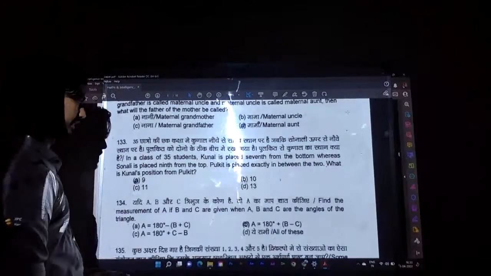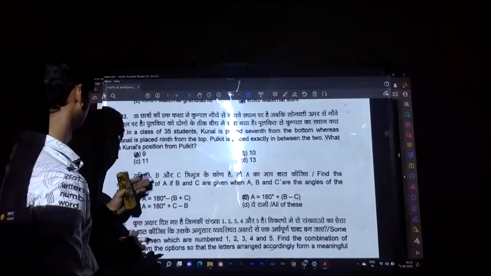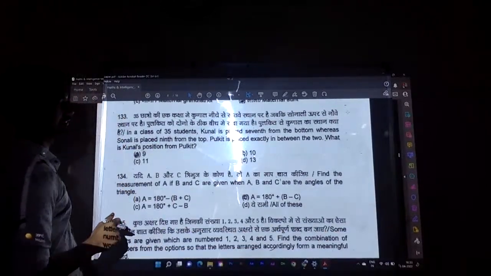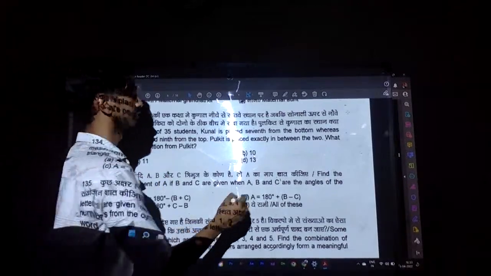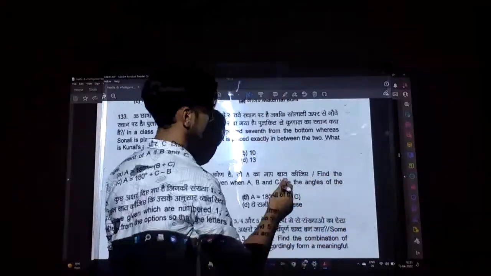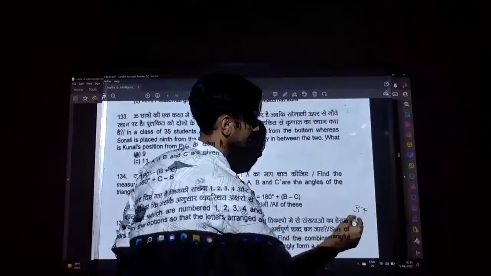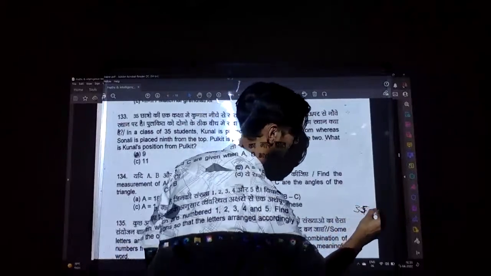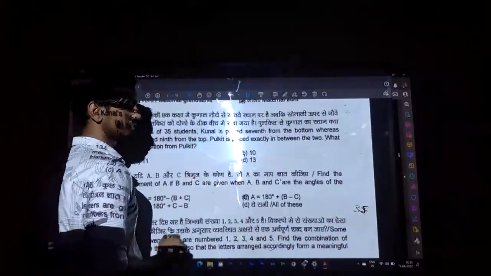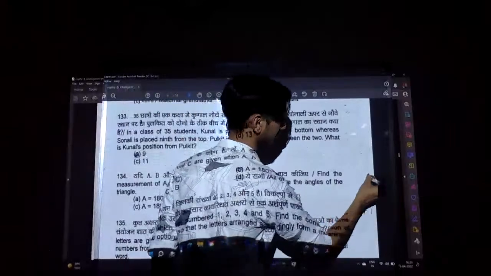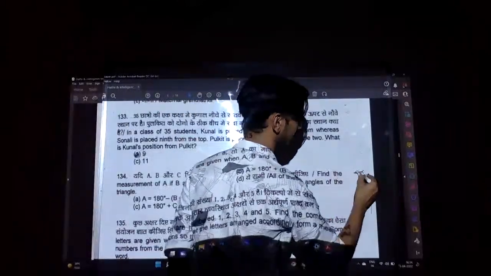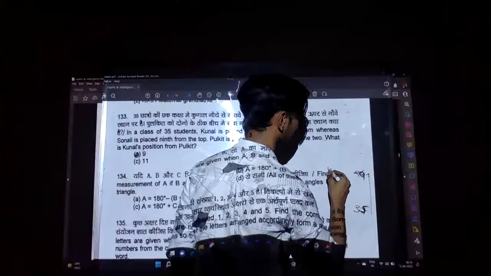In question number 33, in a class of 35 students, Kunal is placed 7th from the bottom. So 35 will be the last position. When Kunal is placed 7th from the bottom, counting from the top the number becomes 29, and Kunal is placed here.